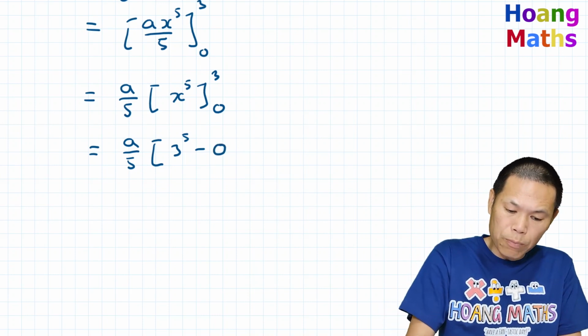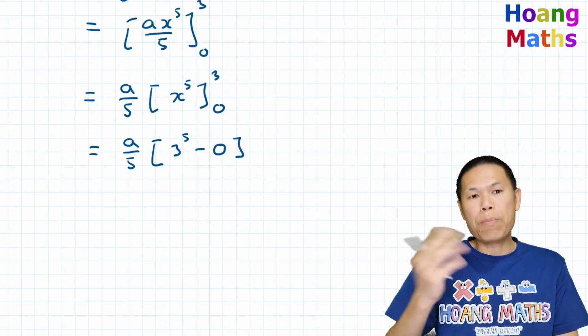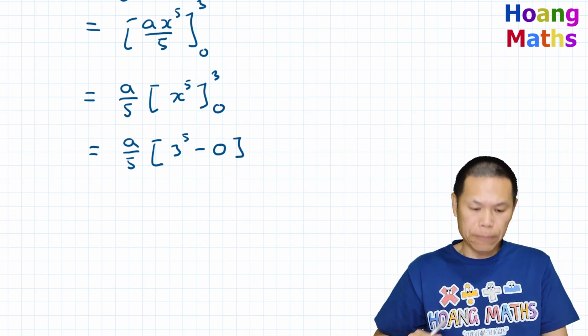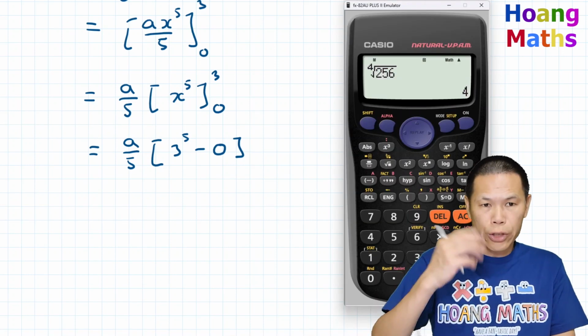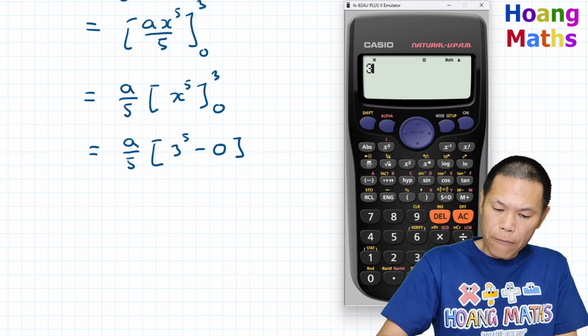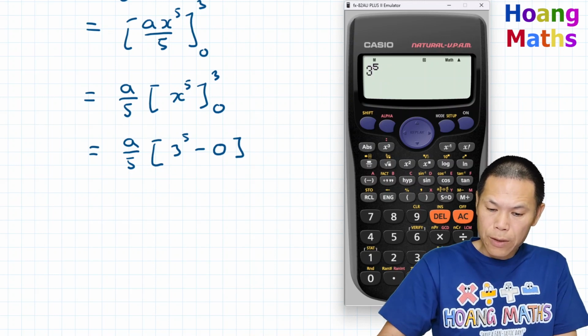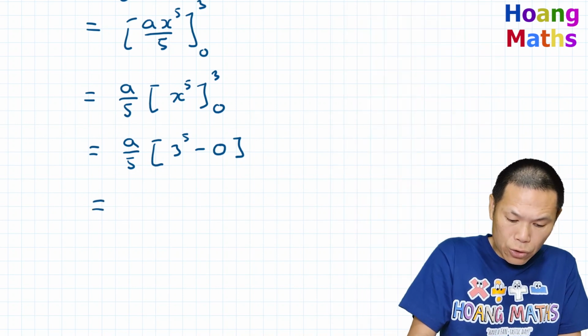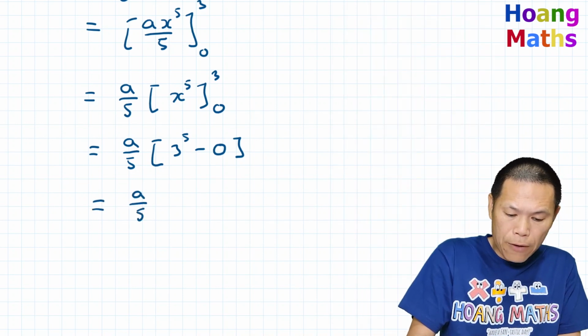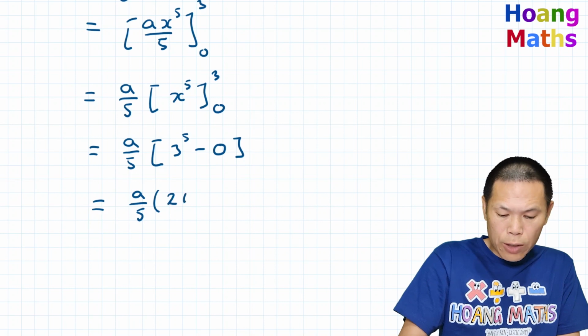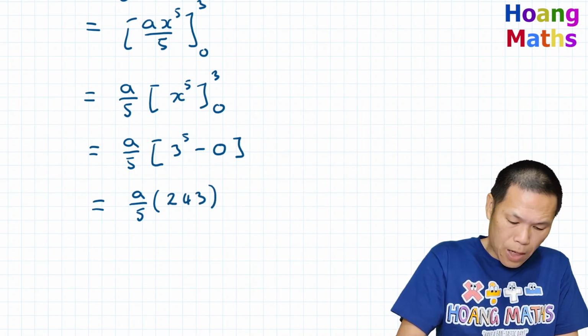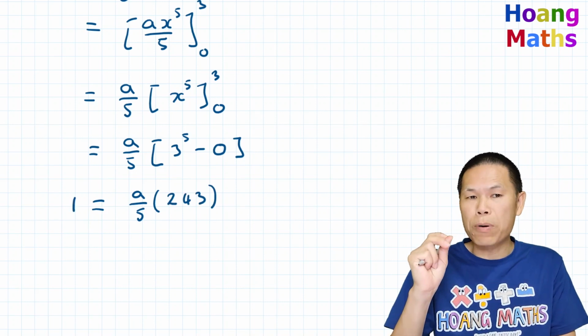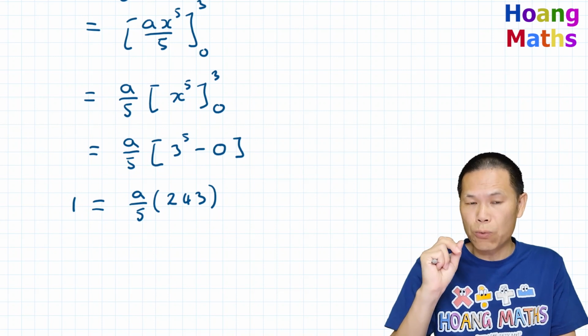So we can just put minus 0. And 3 to the power 5, I just put in a calculator. So I just go 3 to the power 5. There you go, 243. So that is a over 5 times 243. And don't forget the area of a probability density function is equal to 1.